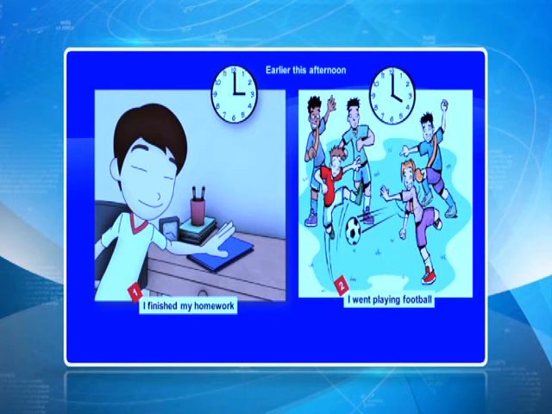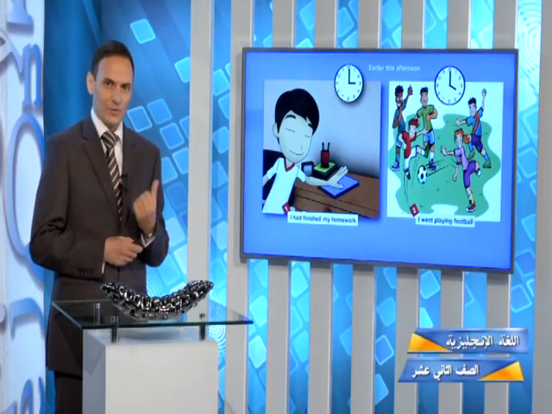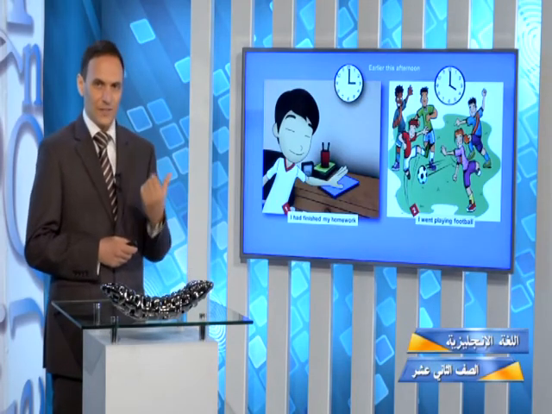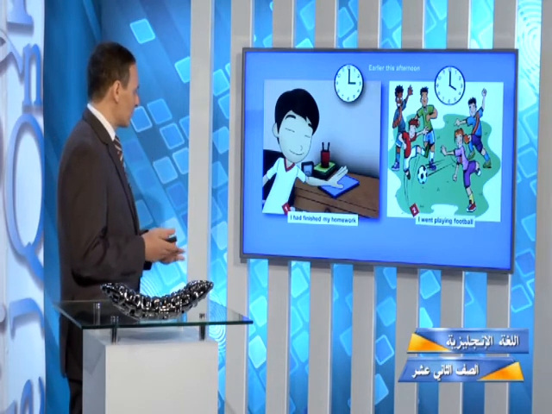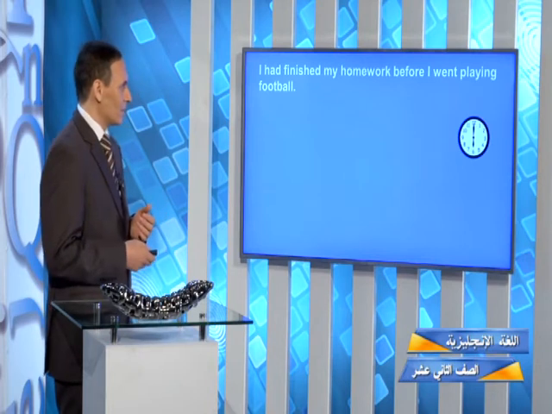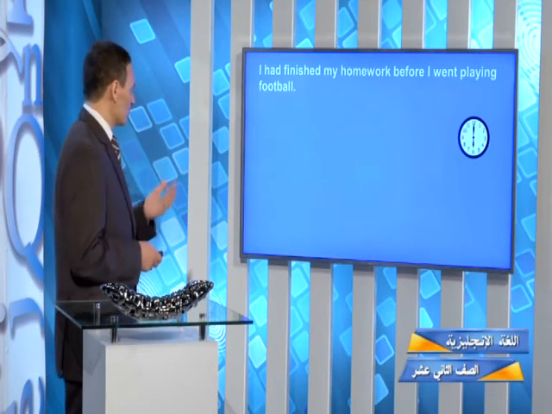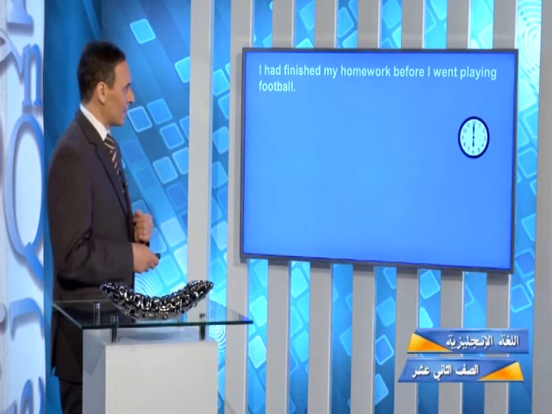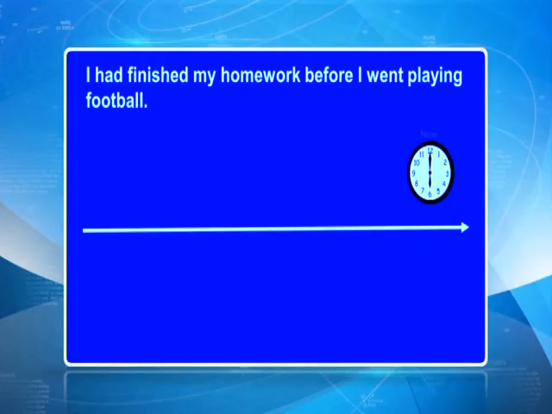We take the action that took place first and then we use the past perfect. And the past perfect of this regular verb is had finished. It's very easy, straightforward. I had finished my homework before I went playing football. Now let's use a timeline. Now is 6 o'clock. That's the present. I'm not talking about the present.